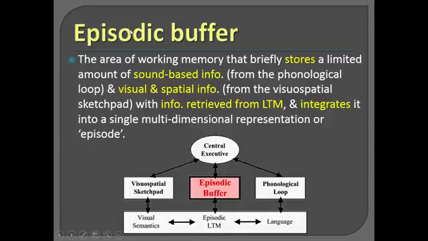Next, we have the episodic buffer, which is an area that briefly stores a limited amount of sound-based information from your phonological loop and visual and spatial information from your visuospatial sketchpad with information from long-term memory and integrates it. I always think about the episodic buffer as like an episode. We need visual information, we need the sound information, and putting it together with stuff that we already know, integrating it so that it makes sense.